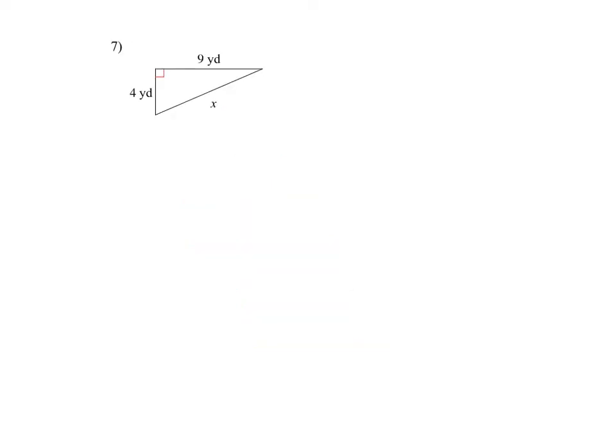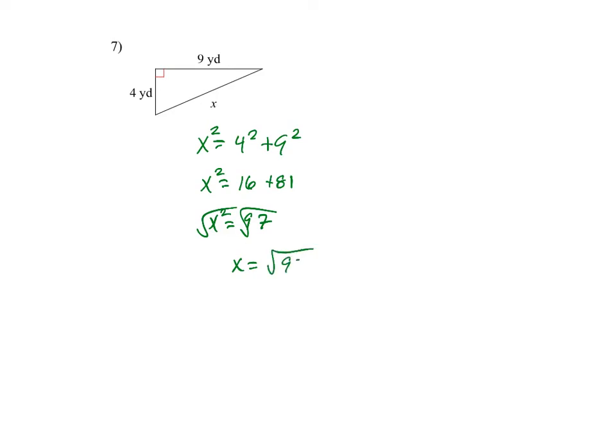So again, my variable is the hypotenuse, so that means that x squared equals 4 squared plus 9 squared. So x squared equals 16 plus 81. X squared equals 97. And the square root of both sides, x equals the square root of 97 joules.